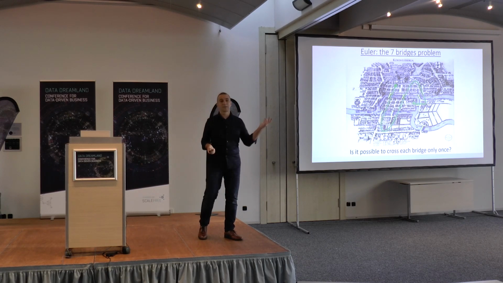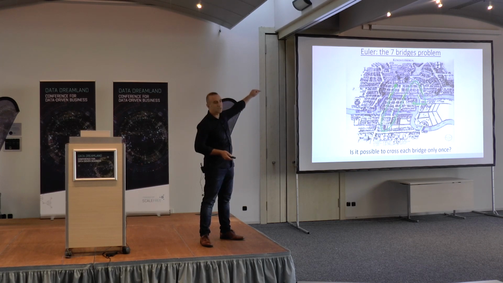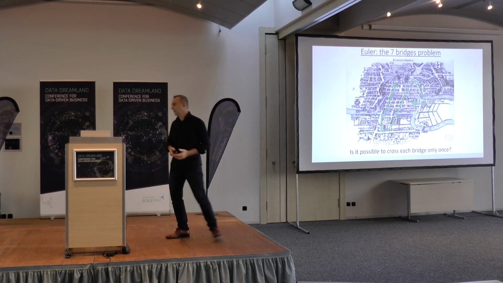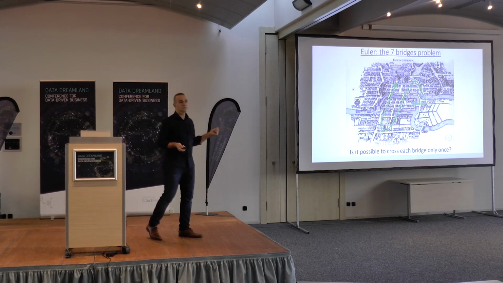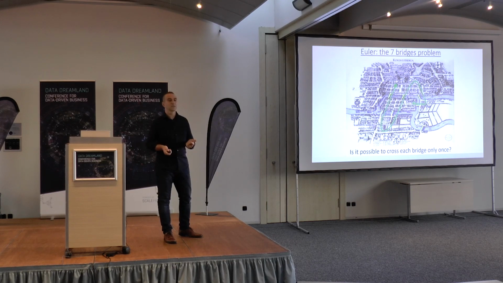And okay, here I made a few examples. If you start from the north bank, you cross the first, the second. Okay, probably I can use the mouse. You cross the first, the second, third, fourth, fifth, sixth. But then after the sixth bridge, you are in the middle of the island, and you cannot cross the seventh.